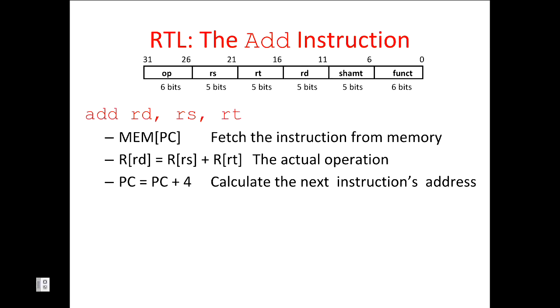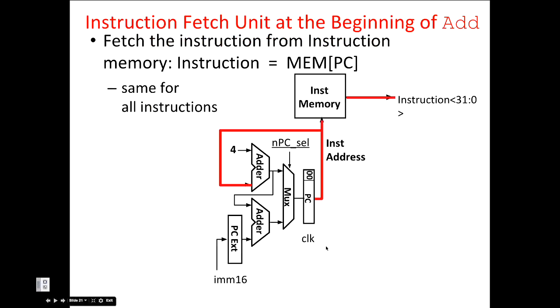So when we have the add instruction, for instance, we know we'll always want to be fetching the instruction from memory. And then the actual operation that we're performing is right here. We're adding together the RS and RT values and storing them in RD. And then we're incrementing PC by 4. So if we look at the very first thing that this instruction does, which is fetching the instruction from memory, this is what we're looking at. The instruction fetch unit at the beginning of add is going to be exactly the same as the instruction fetch unit for all our instructions. We're always going to go to memory, to the address specified by PC, and get the instruction from there. This portion will never change. There are no control signals for this portion. Right? We're always getting the instruction from PC.